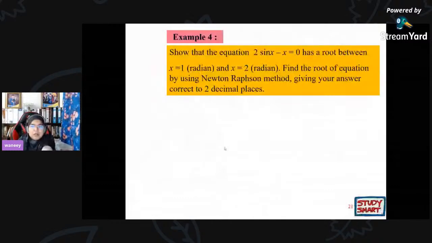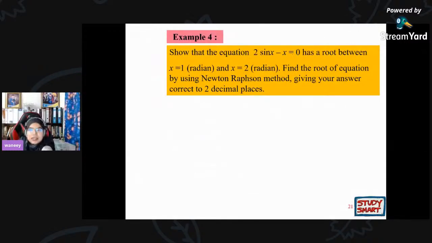So example 4. Show that the equation 2 sine x minus x equal to 0 has a root between x equal to 1 and x equal to 2. So now what is the mode? The mode is radian. Okay, so basically if let's say you do come up with a trigonometric function in a question in this chapter, which chapter is this? Chapter 3. Everything must be in radian. So mode tu boleh tukar, siap-siap lah pergi radian, pergi rad tu.